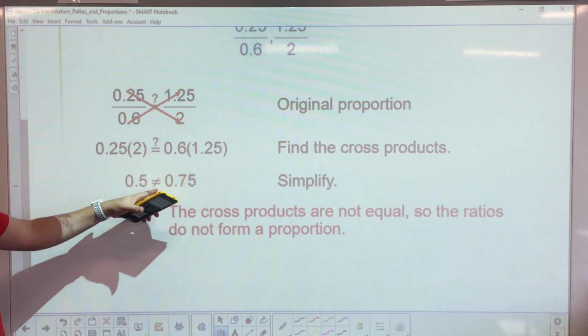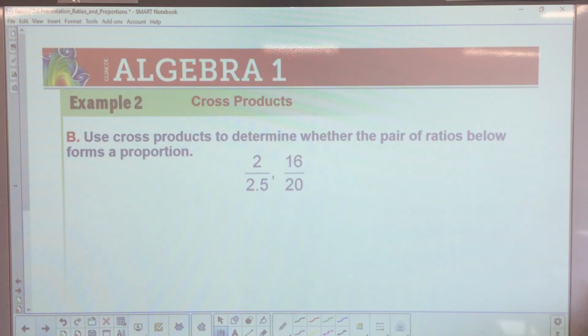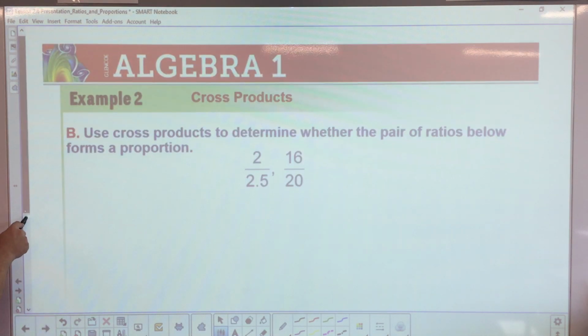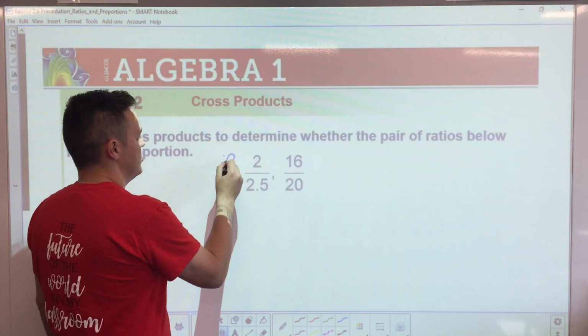Original proportion. Here we go. Cross products do not equal, so the ratios do not form a proportion. Now, ladies and gentlemen, let's try this one. See if you can do it here. So, what you're doing is you set it up.